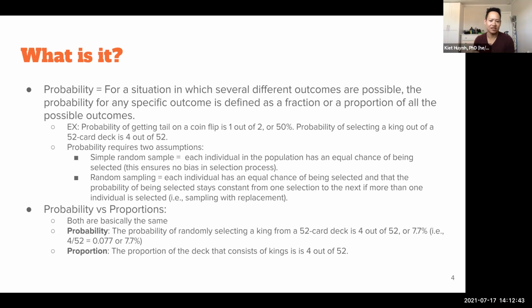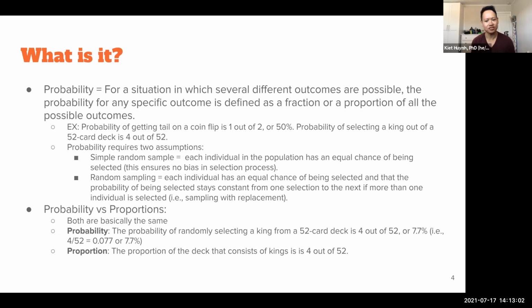That's called random sampling. That just means every time you sample, you select something from the population, in this case, the deck of cards. Every time you select one, you have to put it back so the proportion stays the same. So it's always 52 total from the population you're selecting from in this example.